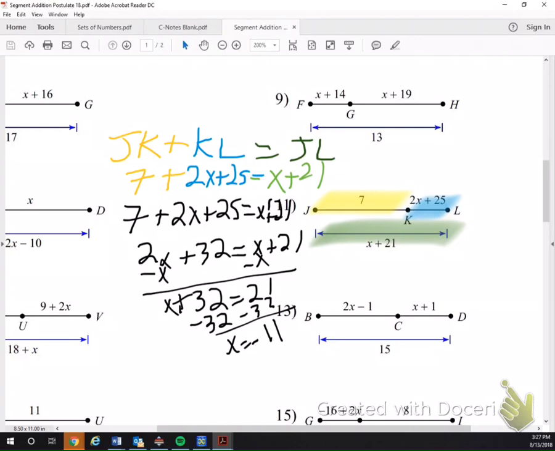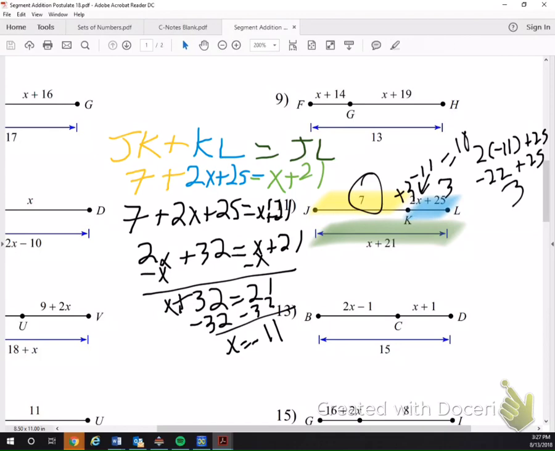How we do that is we'd plug in the negative 11 for x. So if we plug in the negative 11 right here, we're going to get 2 times negative 11 plus 25. That gives me negative 22 plus 25, or 3. So we look at this and go, okay, what's 7 plus 3? And that equals 10. So we should be able to plug in our x here and get 10. Well, do we get negative 11 plus 21? And that's going to give us 10, so that checks out.